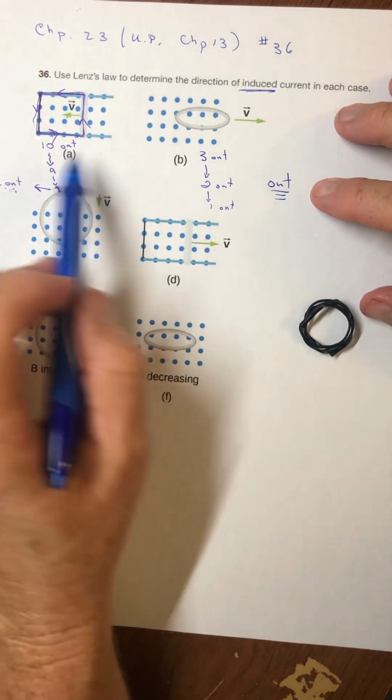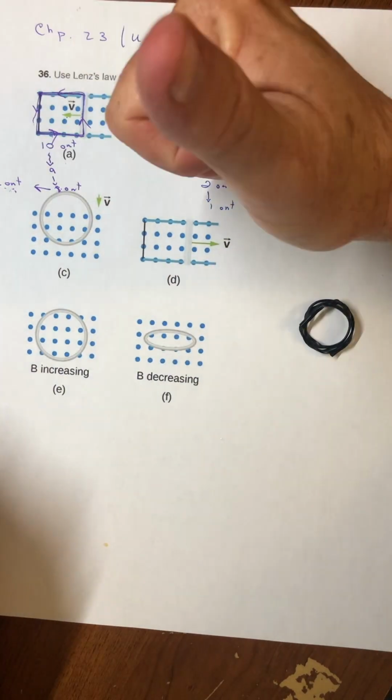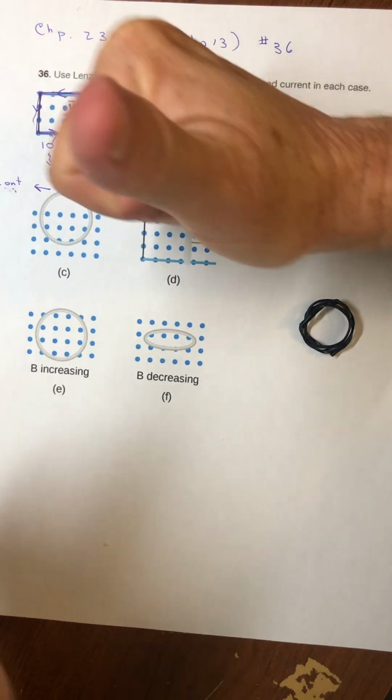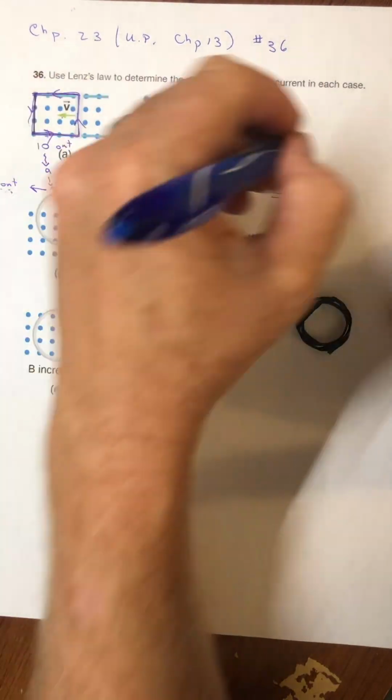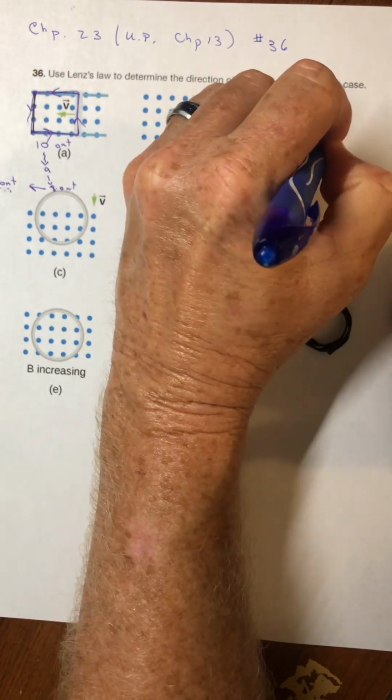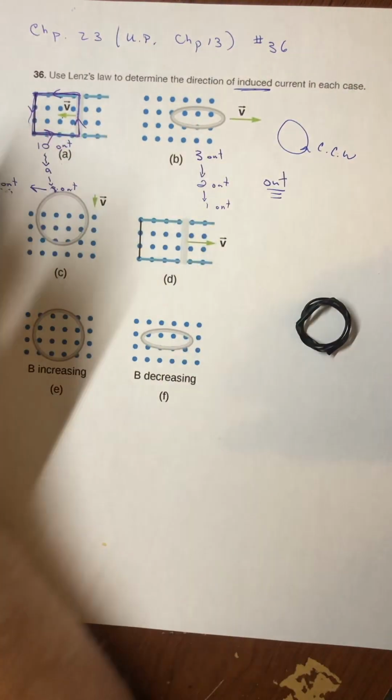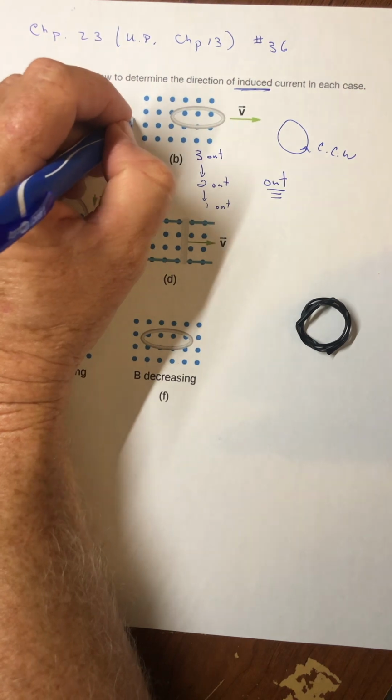And just like we did in A, this is a ring, so grabbing my right hand, pointing my thumb outward for the flux, looking at my fingers, I'm going to get, again, this counterclockwise direction. And I guess I didn't put here counterclockwise.